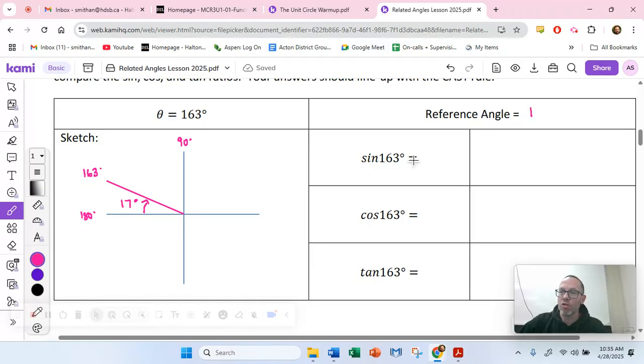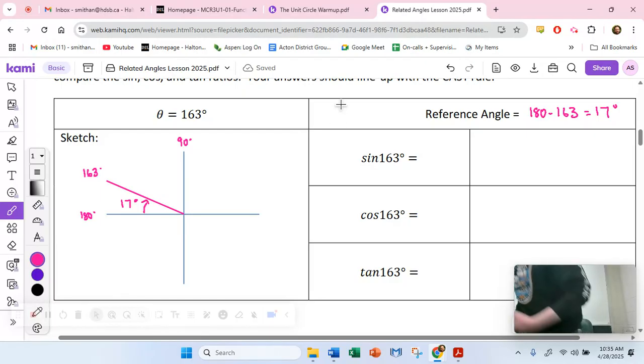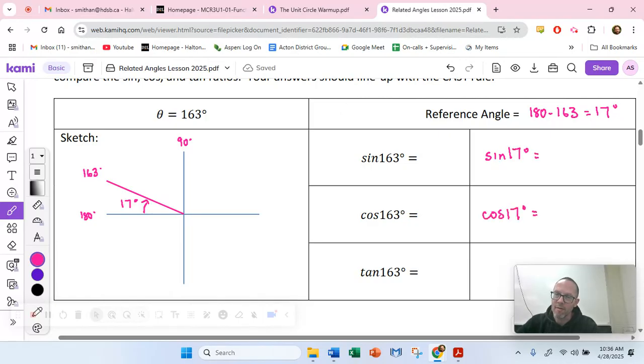Up here, you can just show that calculation if you'd like: 180 minus 163. Not necessary, though. You guys are all smart individuals. Yes, Kirby. Okay. So what that means is that when you do the sine, cosine, and tan of 163, you should get the exact same numbers, not signs, but numbers, as sine 17, cosine 17, and tan 17.